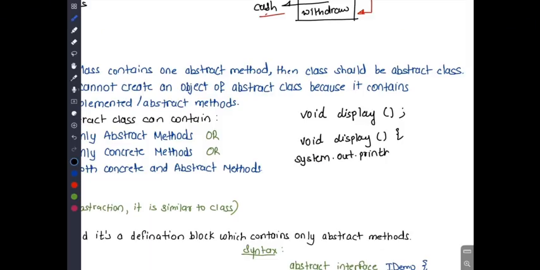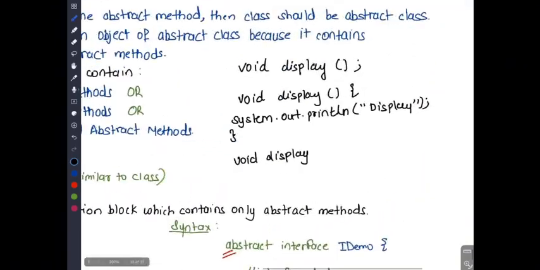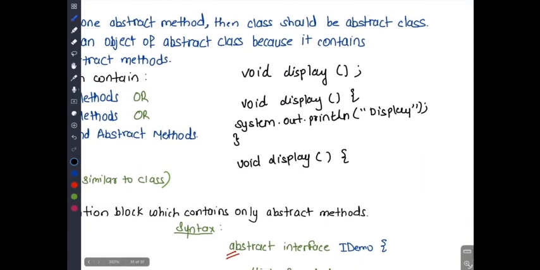System.out.println. Let me write here display. And let me write here one more method, void display. So let's see. Now that we have understood, because this is unimplemented, it is called an abstract method. If you see that void display, braces open, System.out.println display, this method is now implemented. So this is not an abstract method.